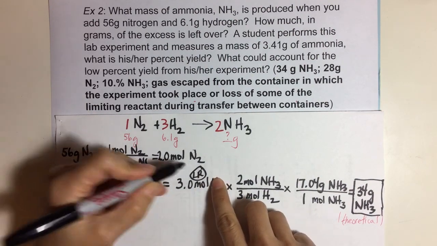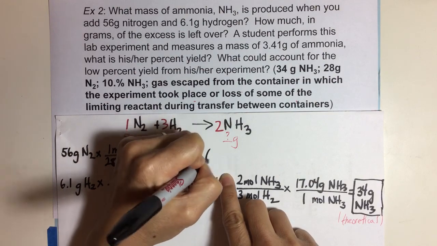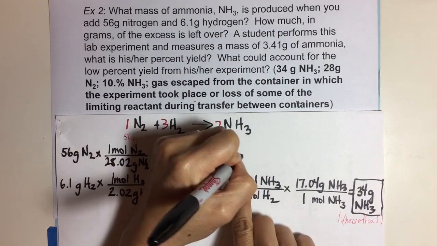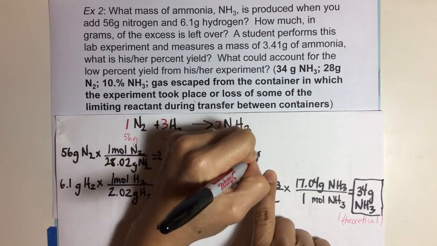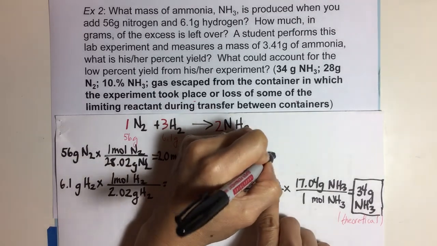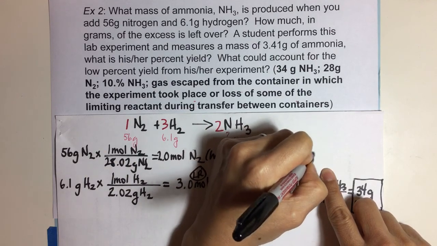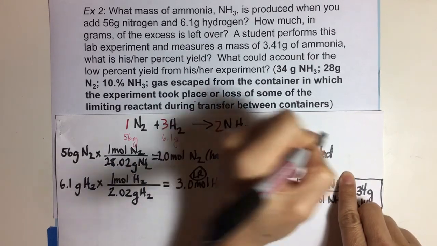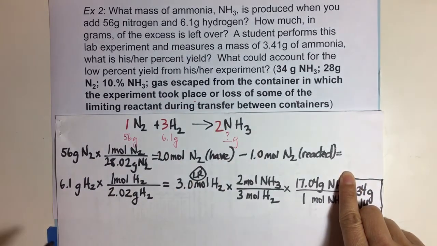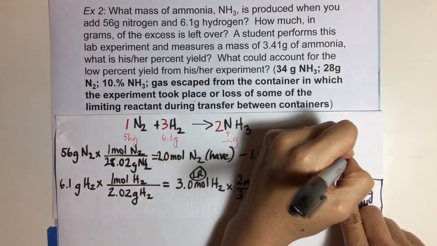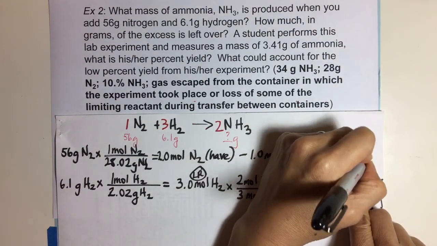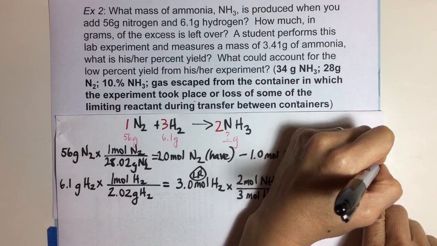So you have 2 moles. So this is how much you have. You're going to subtract how much reacted. This is how much reacted. And that will then give you how much you have in excess. So it's 1 mole of nitrogen that is in excess.